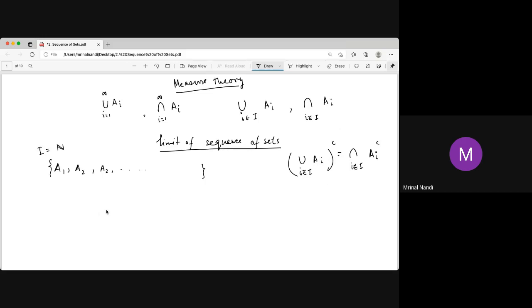Now we will define two concepts, starting with the lim sup of An as n tends to infinity. What is the meaning of that? By definition, it is the intersection over n equal to 1 to infinity of the union over k equal to n to infinity of Ak. So this is just a definition. What is the motivation? Why do we take this definition?